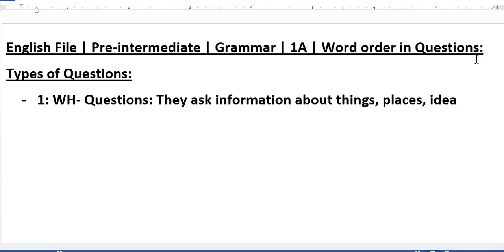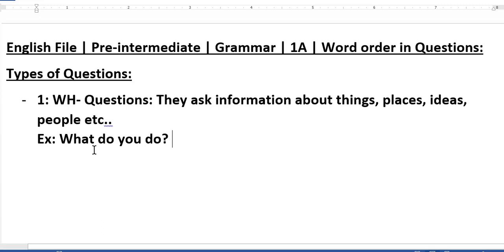places, ideas, people, and so on. There are many uses. For example, first is the example: What do you do? That means what's your job? What do you do means what is your job? This one asks about the thing. So the thing is work. So here this is our WH question.